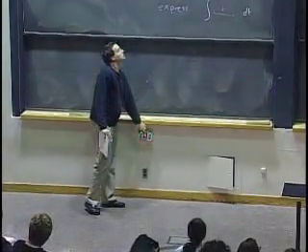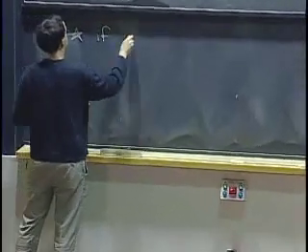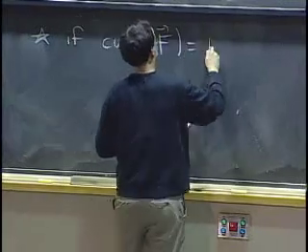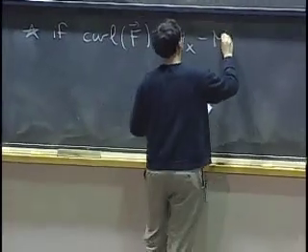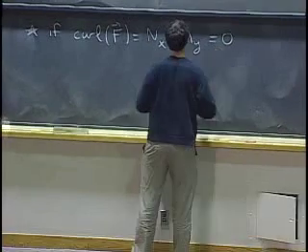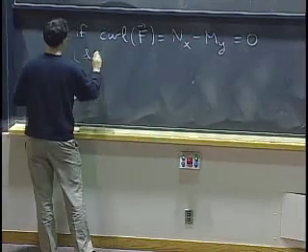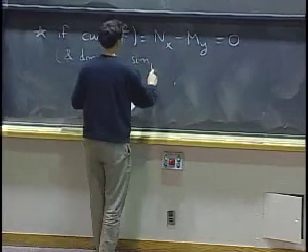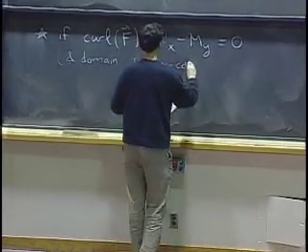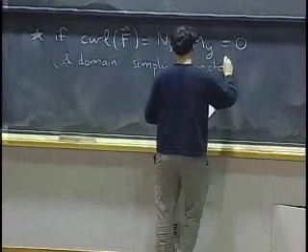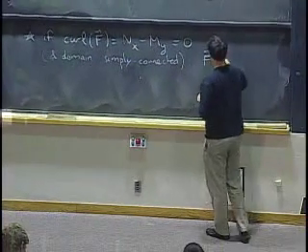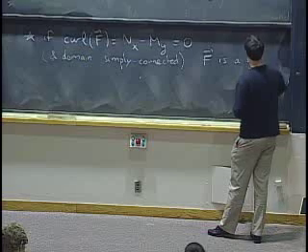So one thing to know is if the curl of F, which is Nx minus My, happens to be 0, and the domain is simply connected, or if you want, if the field is defined everywhere, then F is actually a gradient field.